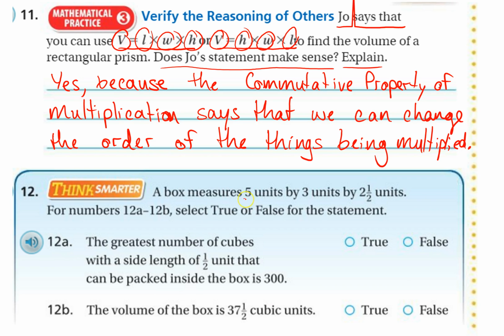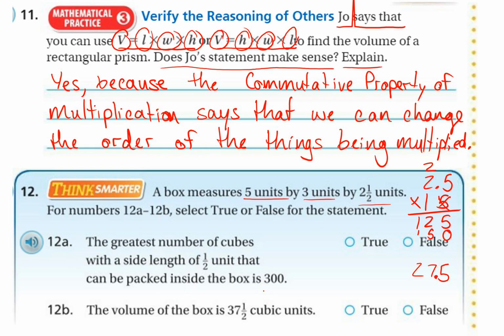Okay, number 12, a box measures 5 units by 3 units by 2.5 units. So let's find the volume. 5 times 3 is 15. 15 times 2.5, because 2.5 is 2.5. 5 times 5 is 25. 5 times 2 is 10, plus 2 is 12. Kiss that 5 goodbye. 5, 1. So 2, 7, 5. Move my decimal over 1. 27.5.